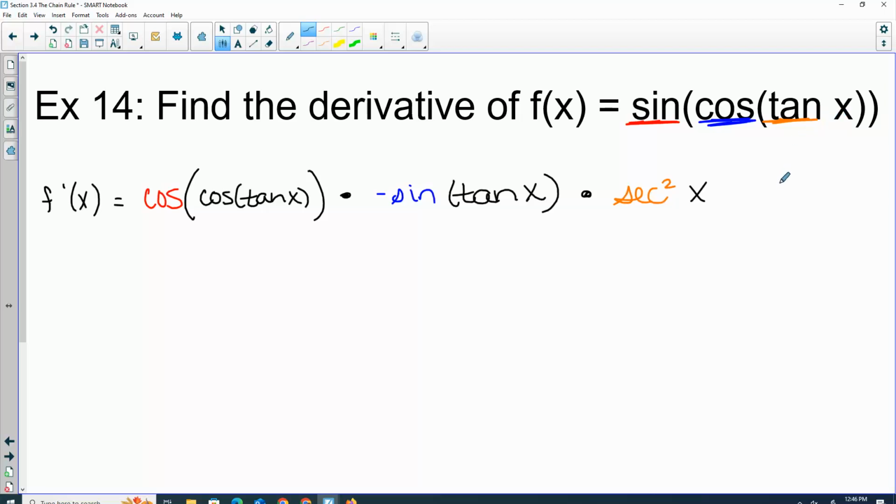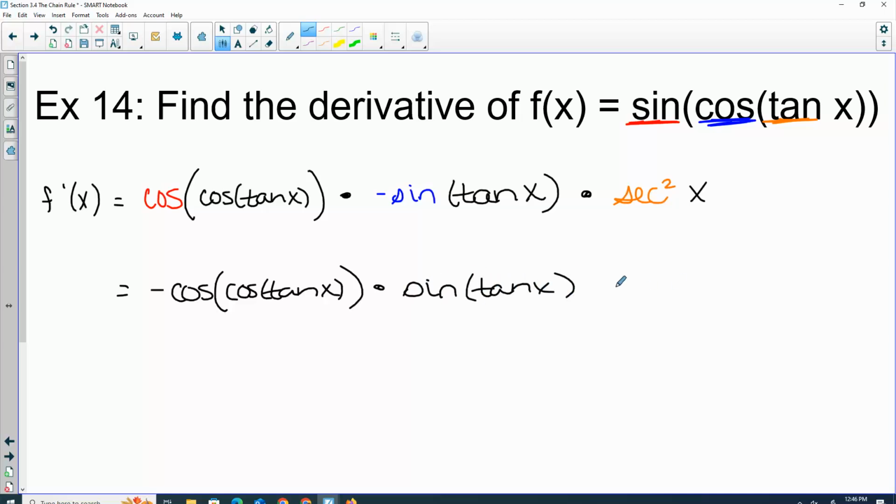At the very least here, I would ask that maybe you pull your negative out in front, but that's about all you can do. So we have cosine of cosine tangent x times sine of tangent x minus secant squared x.